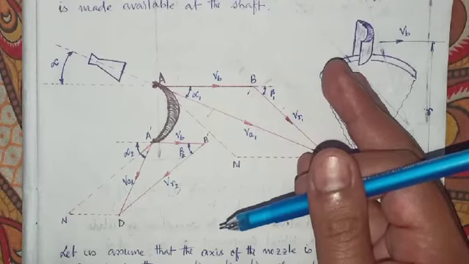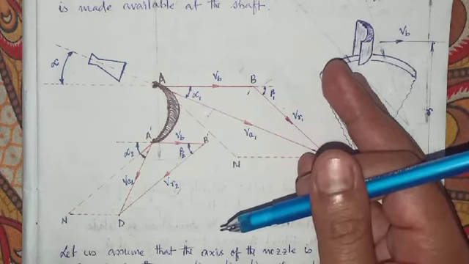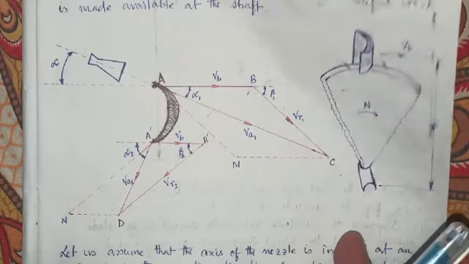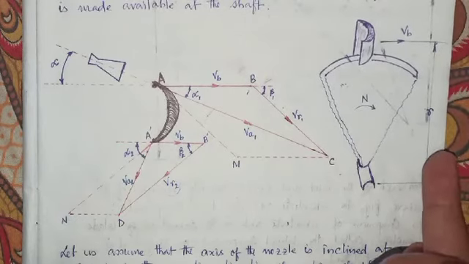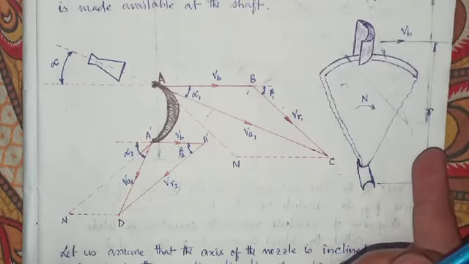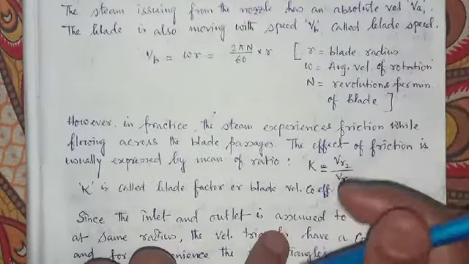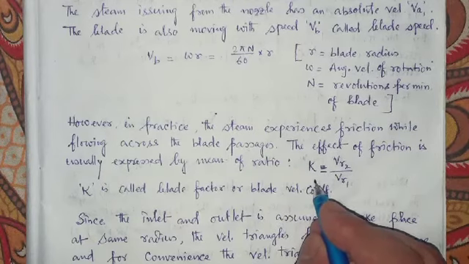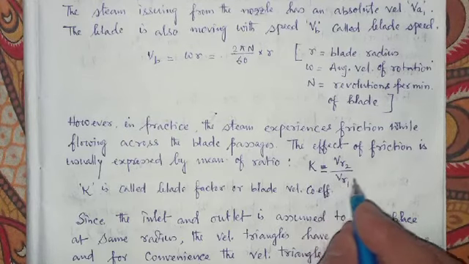In actual practice the steam experiences friction while flowing across the blade passages. The effect of friction is usually expressed by a ratio known as the blade factor, or blade velocity coefficient, which I have already written below. This is expressed in terms of K.